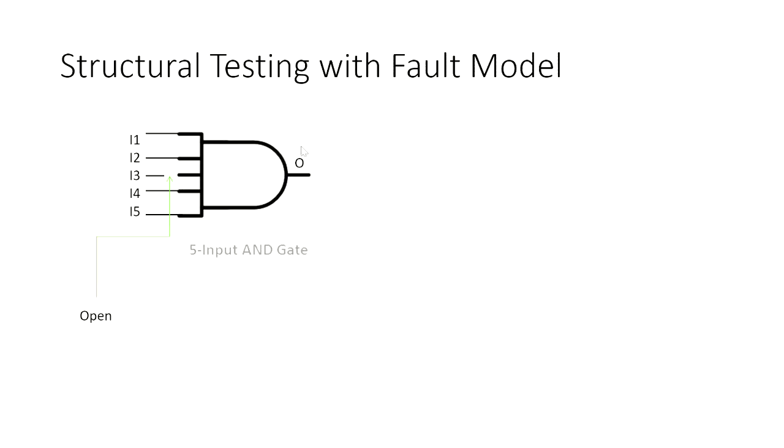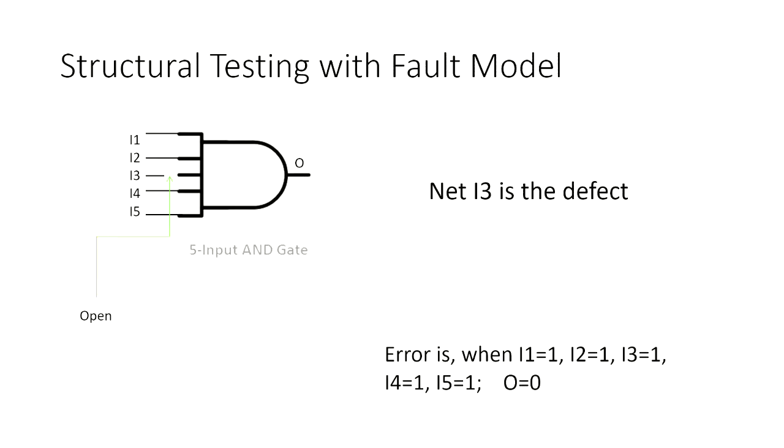If you think about the golden ratio, we know that for any case other than 1, 1, 1, 1, 1, the output should be 0. But now I3 is open, so it's just going to say 0 for everything. So we will never get that 1. So net I3 is the defect. Exactly, the error is when I1 is 1, I2 is 1, and so on, our output is 0 when the output should be 1.